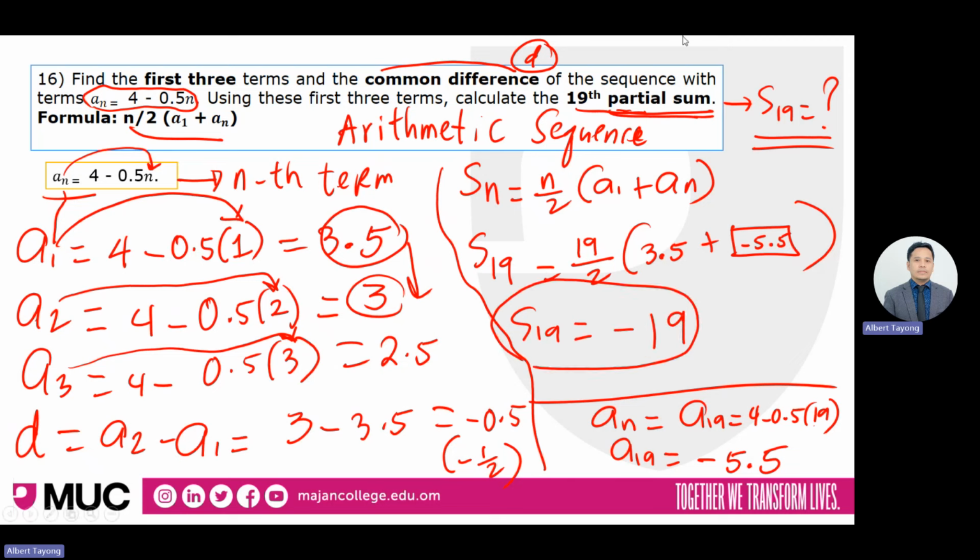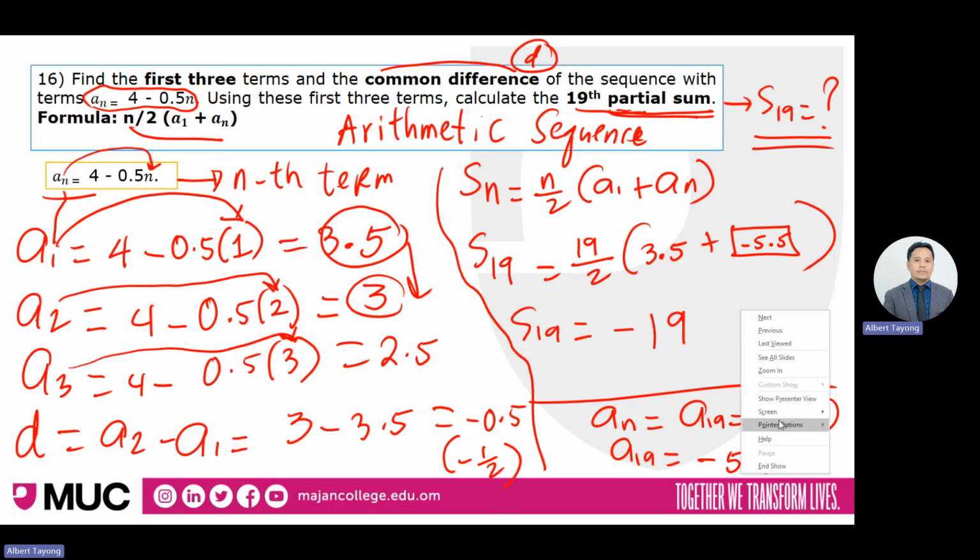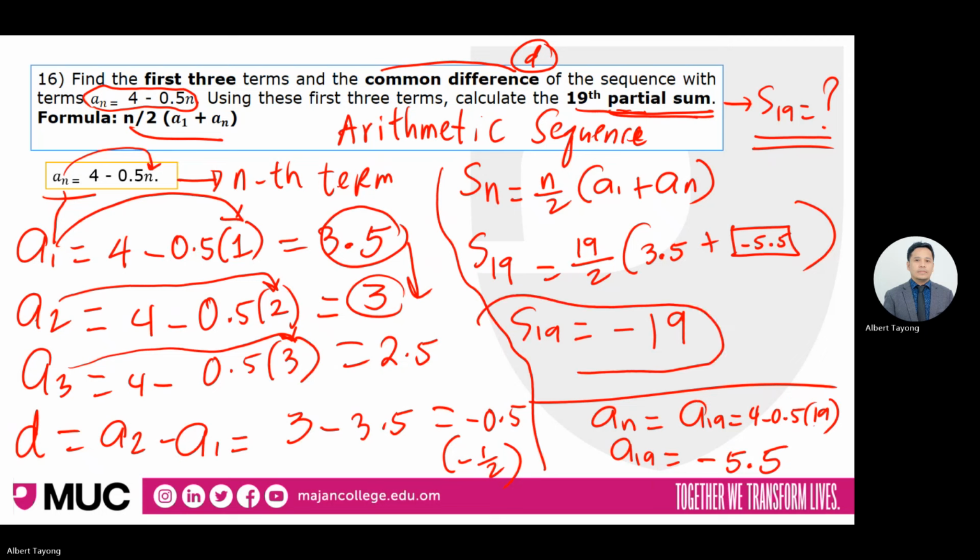Why negative 19? You can use your calculator anyway if you want to. Because 3.5 plus negative 5.5 is negative 2. Negative 2 divided by 2 is negative 1. Negative 1 times 19 is equal to negative 19. Okay, so that's the answer. Let's proceed to number 17 now.